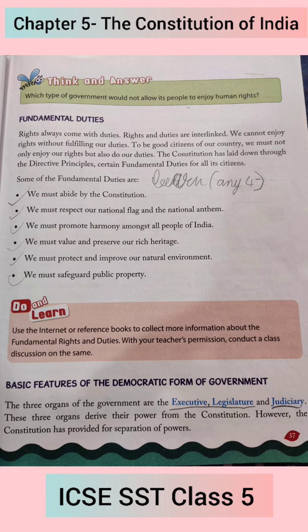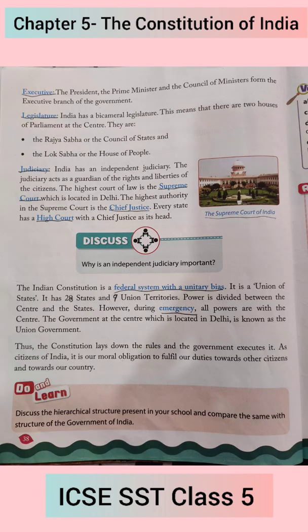Basic features of the democratic form of government. The three organs of the government are the executive, legislature, and judiciary. This is important. These three organs derive their power from the Constitution. Remember this. However, the Constitution has provided for separation of powers. Now let's understand the three organs. Number one is executive. The President, the Prime Minister, and the Council of Ministers form the executive branch of the government. Second is legislature.